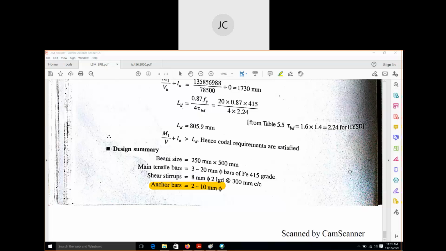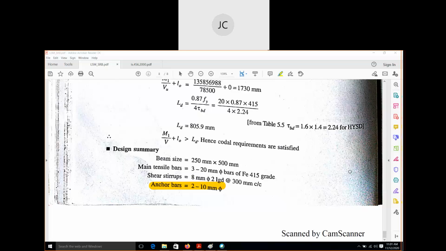Okay, so this is the design summary of the problem. I hope all of you have understood this problem, and if you have any doubt you can always ask me. Okay, so now do you have any doubt in this problem? Anyone have any doubt in any step in this problem?